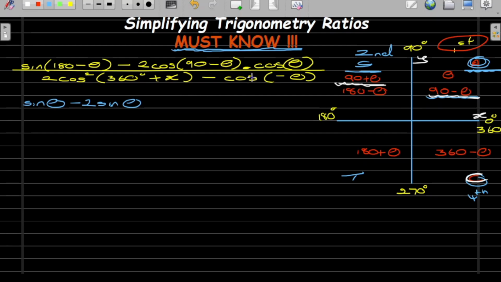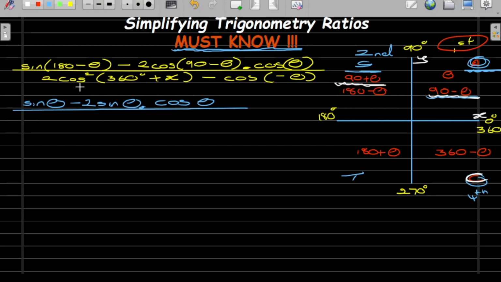Over here, you just have cos theta. Now what you know about this cos theta is that you can add 360 in there. It will be cos 360 plus theta, but it's fine. You can just leave it as it is because you can't reduce it. So you just write cos theta like that.